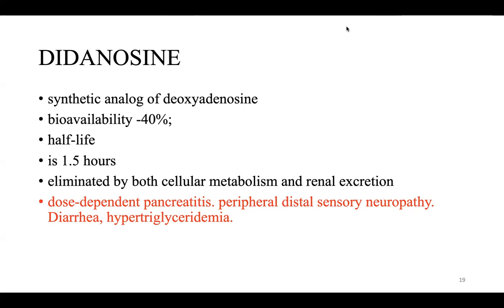Previously asymptomatic hyperuricemia may precipitate an attack of gout in susceptible individuals. Concurrent use of allopurinol may increase levels of didanosine.